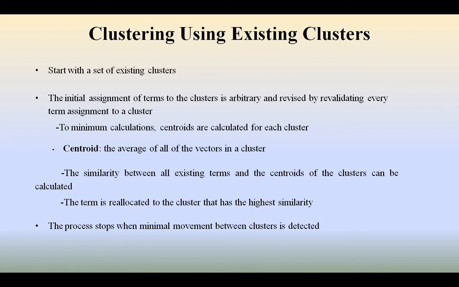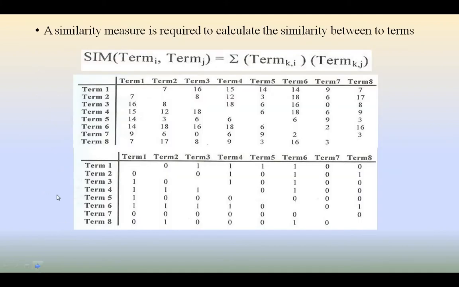Each and every term is reallocated to the cluster that has the highest similarity. So we have to reallocate each term, calculate the distances of the terms with the centroid in the cluster, and reassign the terms in each cluster. This is an iterative process. This process will stop when that particular point comes into the centroid.